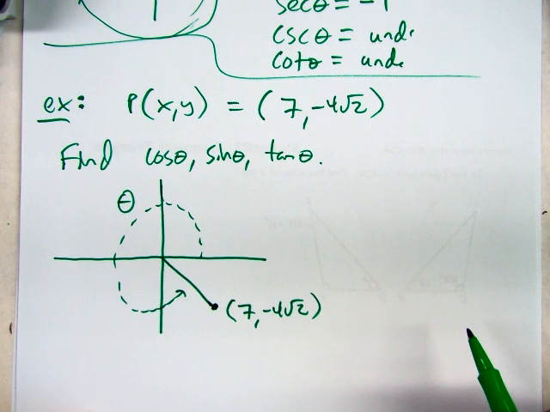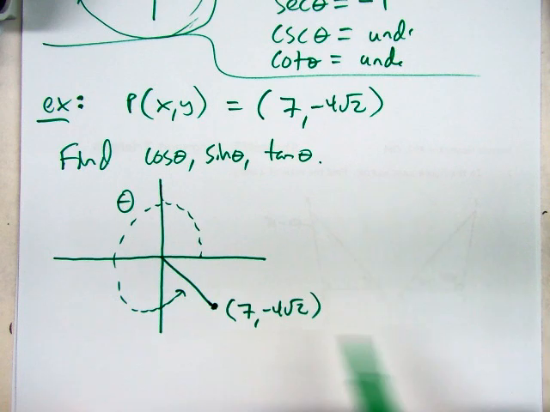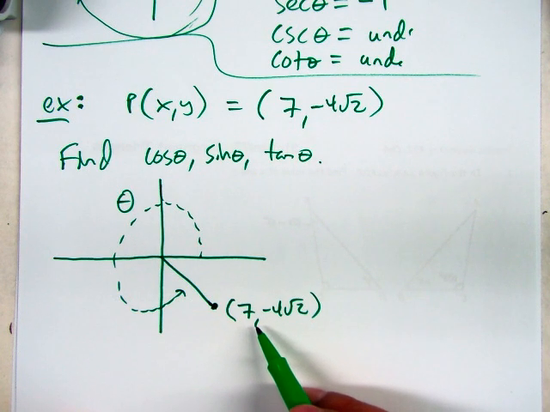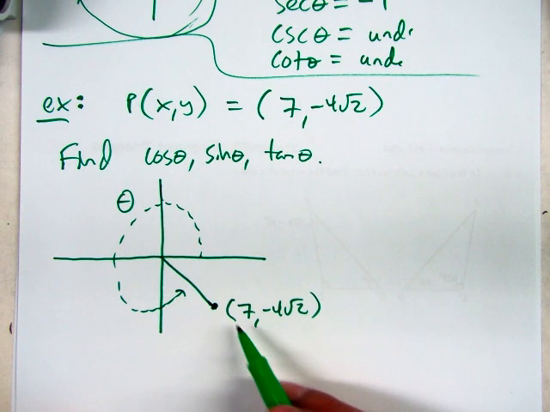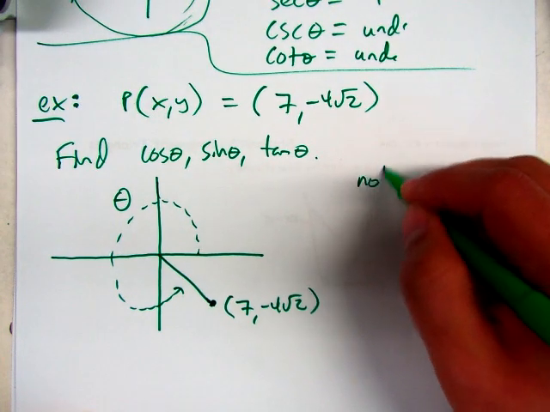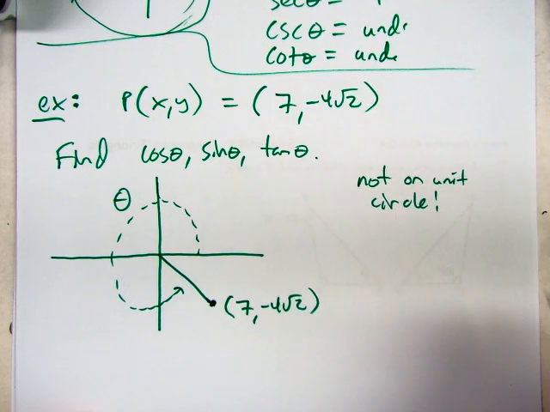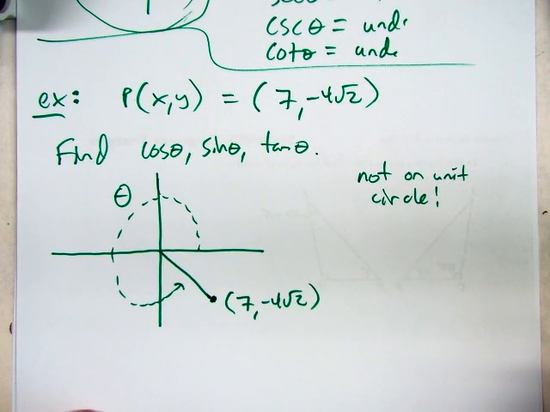Why is that supposed to be the unit circle? Well, that's what we're getting at. Is this on the unit circle? No. There's no way. I mean, this is 7 units. That's way too big, right? So here's the issue: not on the unit circle. So let's find the radius.